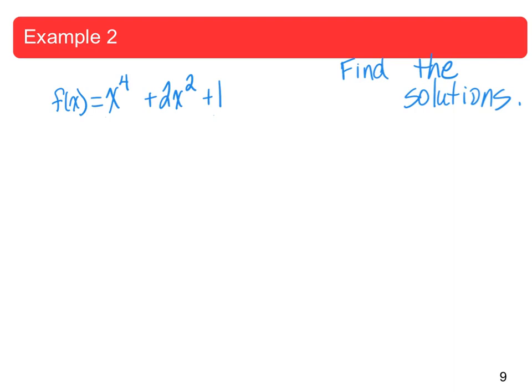Okay. So, lots of people try to do all sorts of things with this. But the reality of this is it is a simple trinomial. And you say the sum is 2 and the product is 1. That's what we're doing here.